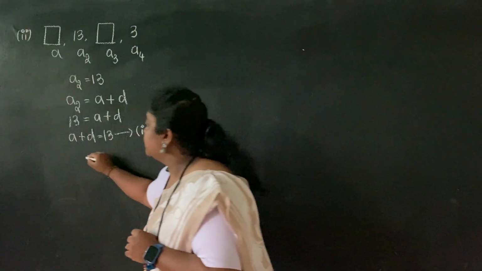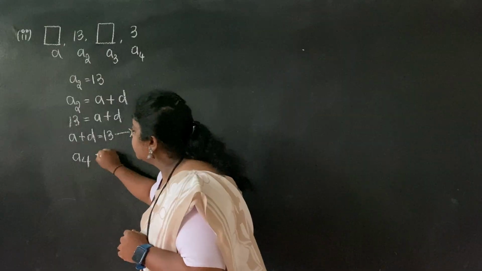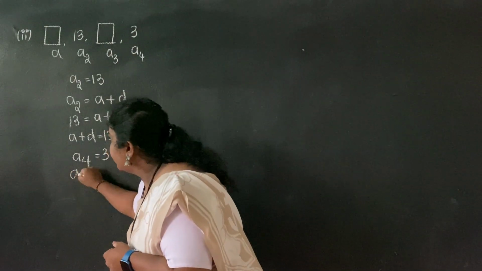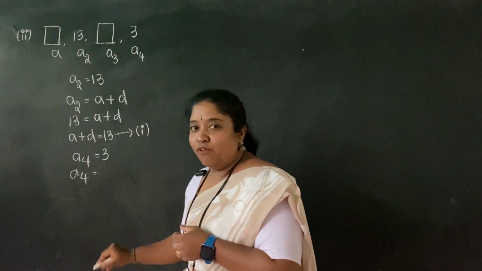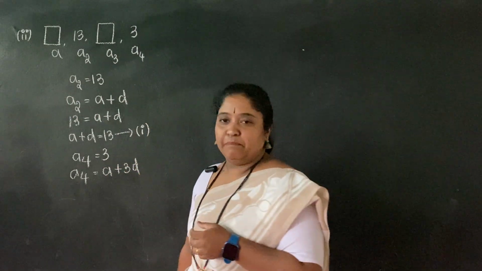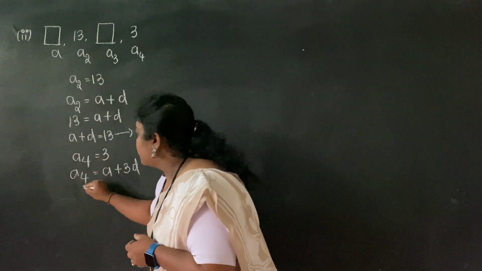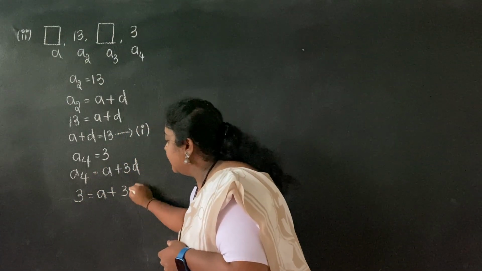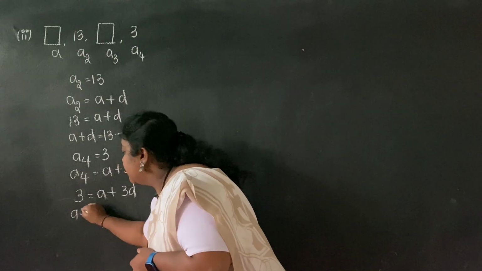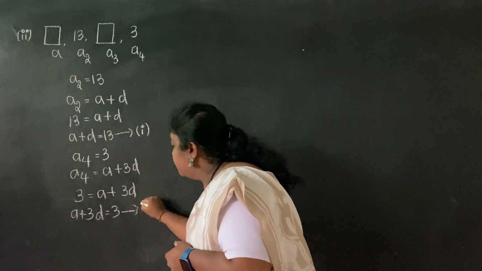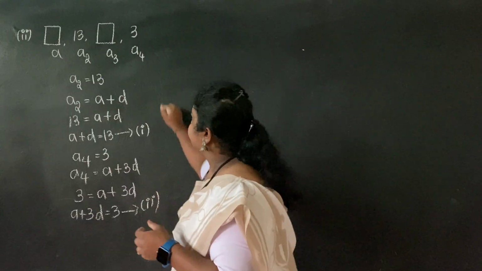Okay, next, what is provided? A4 is provided. Just see here, A4 is equal to 3. Now you people tell me, how can I write A4? A4 is equal to A plus 3D, isn't it? A4 value is provided as 3, so I'll be writing here 3 is equal to A plus 3D, or I just write here A plus 3D is equal to 3. Let it be equation number 2.